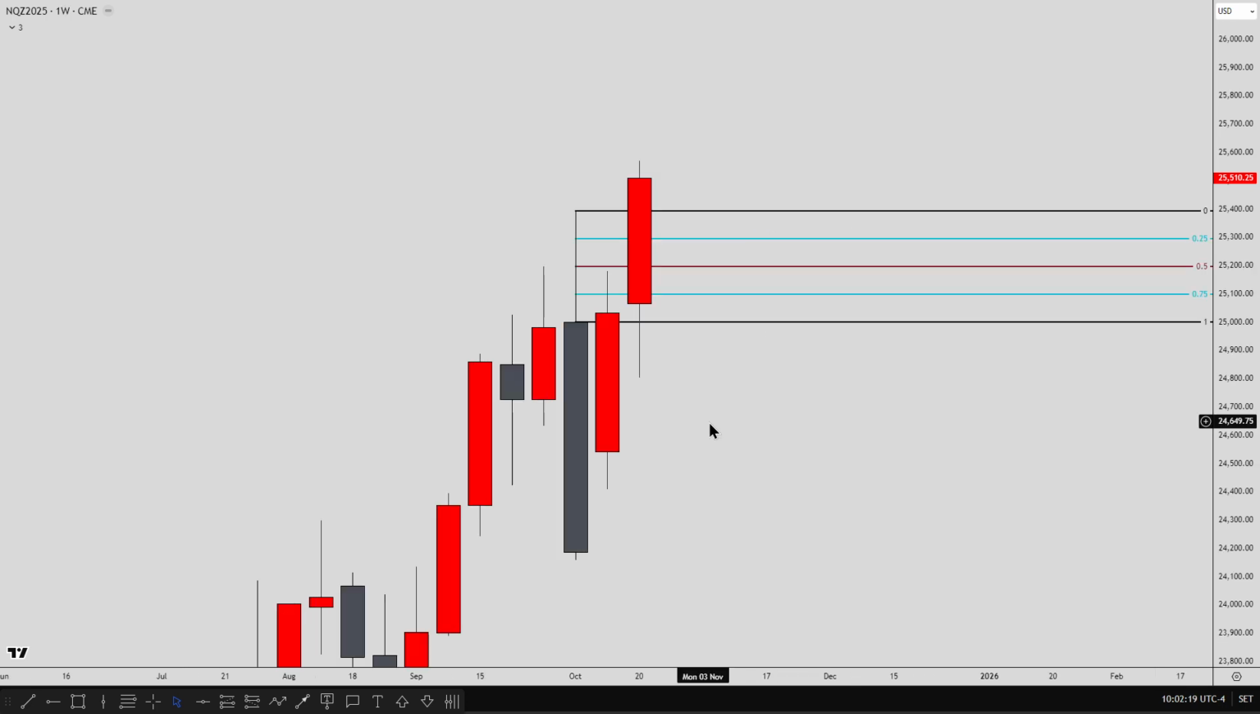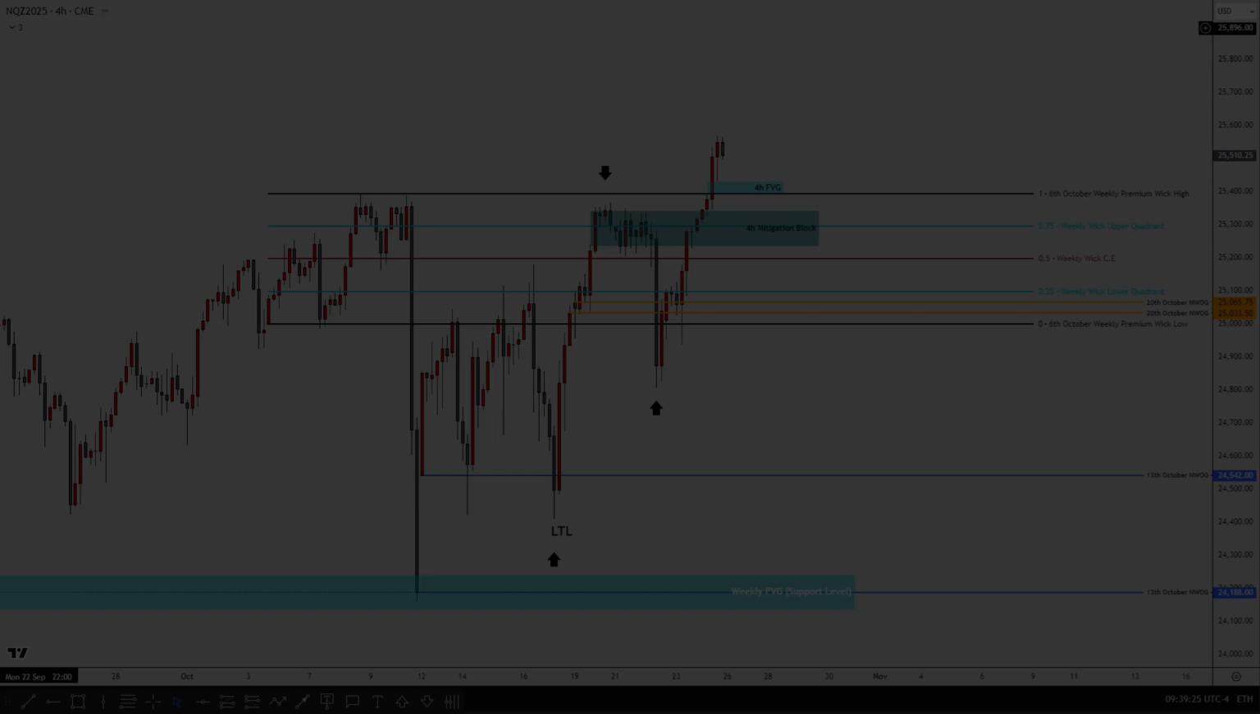Okay, this is the weekly chart. You'll see in a moment when I go into the other slides, I'll be using this wick and I'll be using these quadrants. So this is the 2nd of October weekly premium wick.